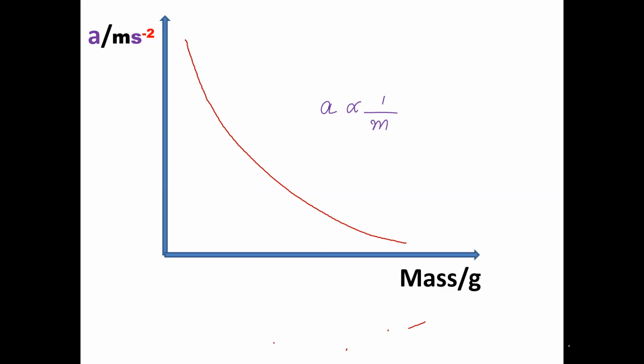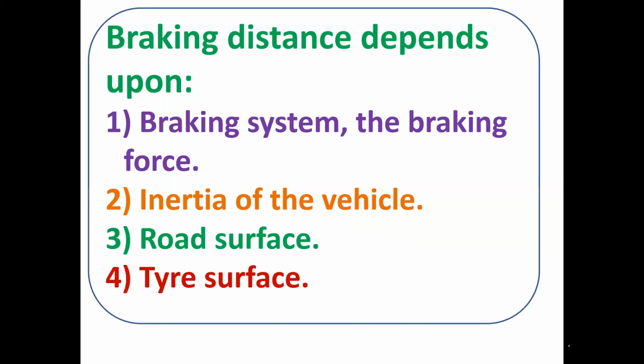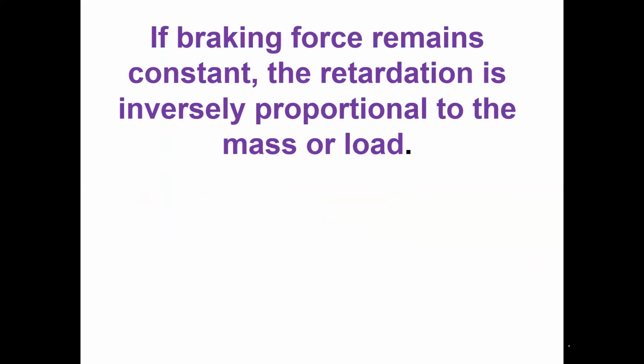You can stop a motorcycle immediately, but a train cannot be stopped immediately. Similarly, a bicycle can be stopped immediately, but a heavy vehicle like a trailer, loader or crane cannot be stopped immediately. So braking distance depends upon the braking system, the braking force. It also depends upon inertia, the road surface and also the tire surface. You have to copy this screen.